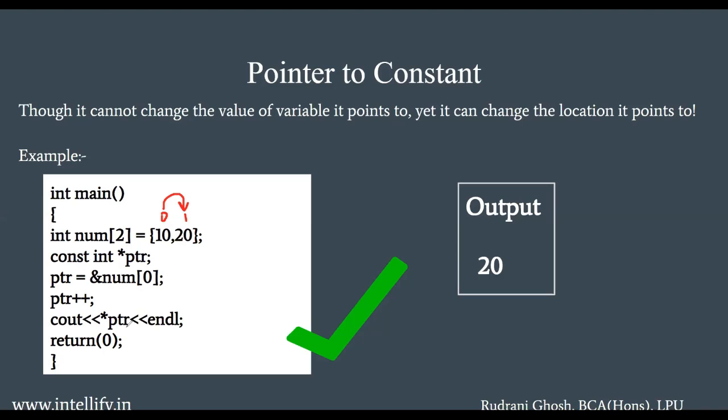So when we try to print dereferenced ptr, we get the value 20 because now the pointer is pointing to the array element at position 1. So we get the output 20.